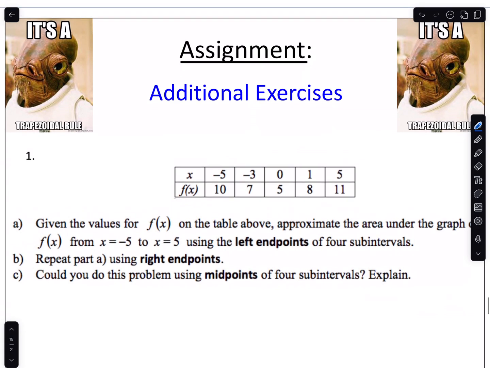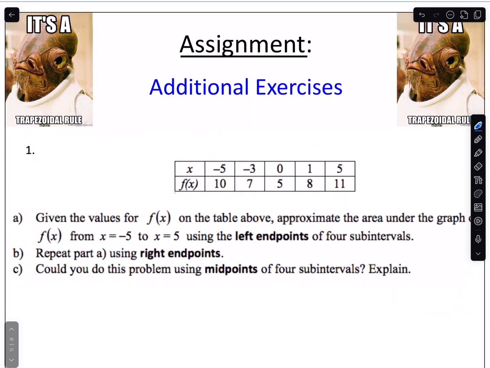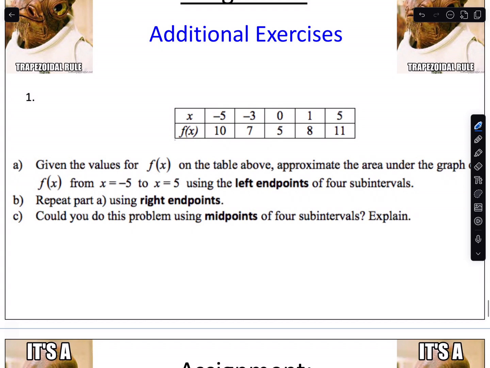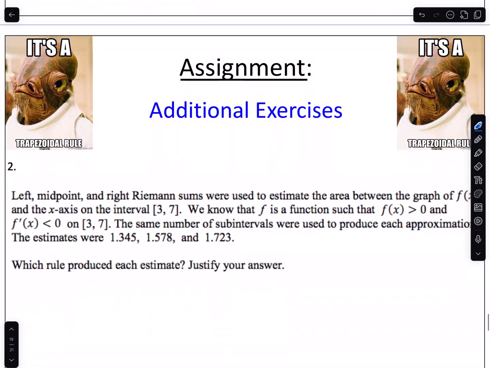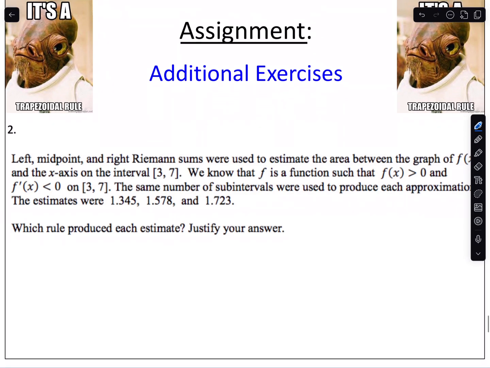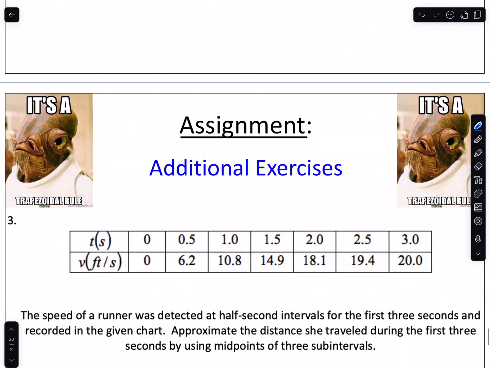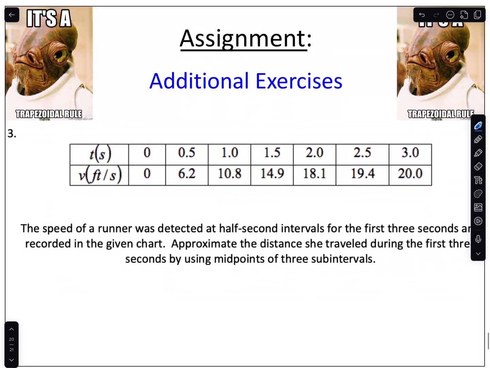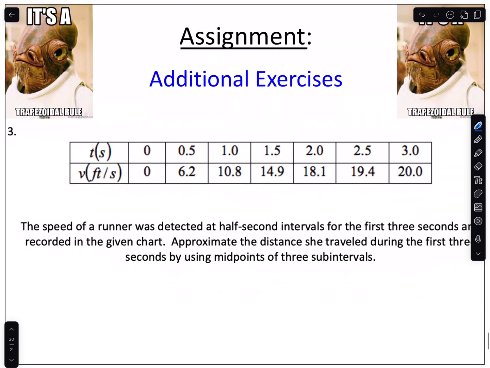So going back to the assignment, your assignment for today is these 4 questions. So number 1, notice how it does it with left, right, midpoints. That would be a good conversation for you guys to have. And then this one's kind of interesting. Question number 2, can you tell me which one's which? Just depending on whether you can say some things about the function. Can you tell me for the 1.345, 1.578, and 1.723 which is an over approximation and which is an under approximation? You'll then see that there's an application to physics.